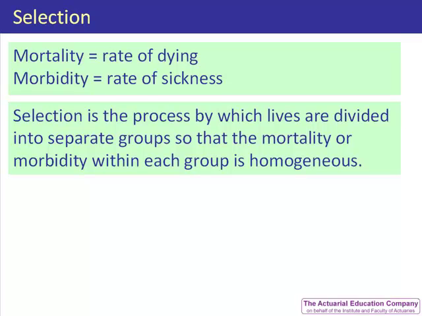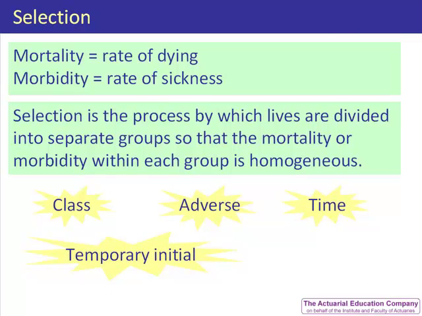We need to consider 5 main types of selection: class selection, adverse selection, time selection, temporary initial selection, and spurious selection. Let's look at each of these in turn.